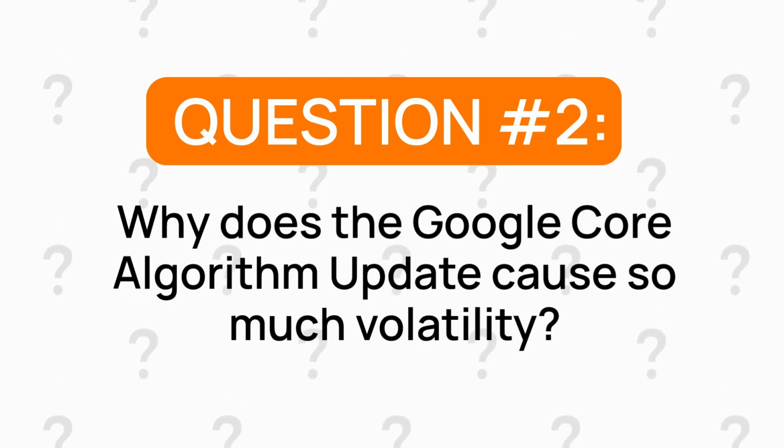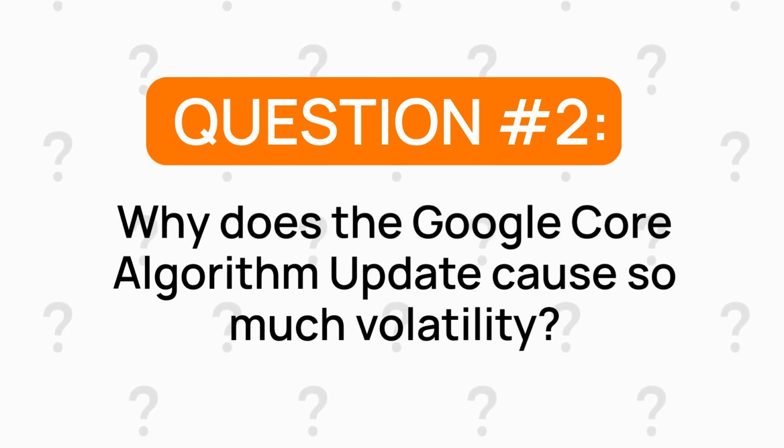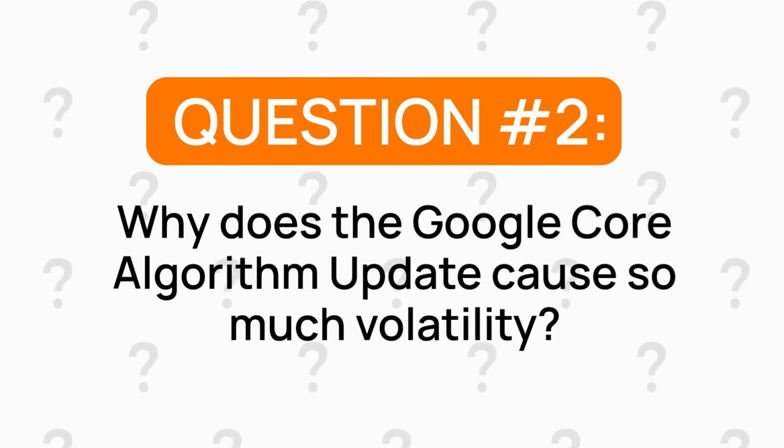So next question, why does the Google Core Algorithm Update cause so much volatility? Search engines like Google don't want people cheating or reverse engineering their systems. This is why they continuously deploy both big and small changes all the time. And that keeps everyone on their toes. In fact, Google search is changing on average about 13 times a day.